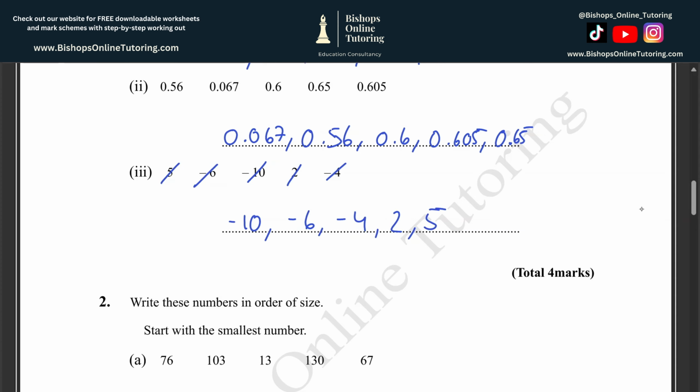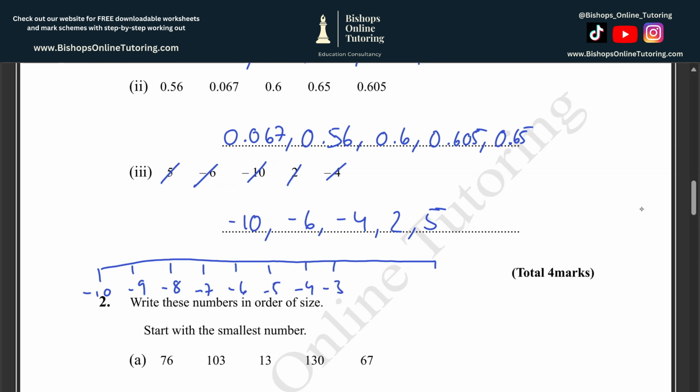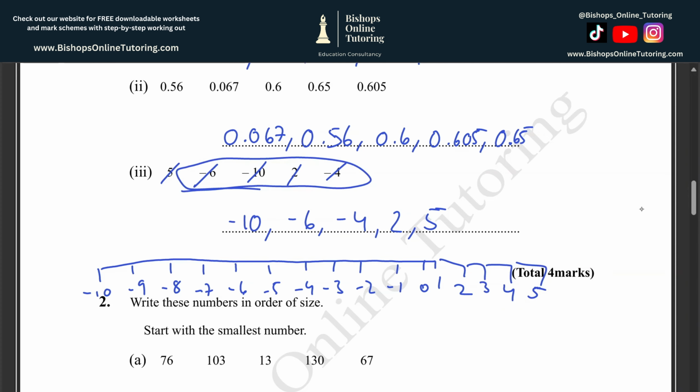Now the thing I was saying about the number line is this. Draw this out. Start with your absolute smallest number, which we know is minus 10 when we look at the numbers. We've got minus 10, minus 9, minus 8, minus 7, minus 6, minus 5, minus 4, minus 3, minus 2, minus 1, 0, 1, 2, 3, 4, 5, and so on, right? We can see now clearly that out of the range of numbers that we were given, clearly minus 10 is over here, so let's just put number 1 on that.